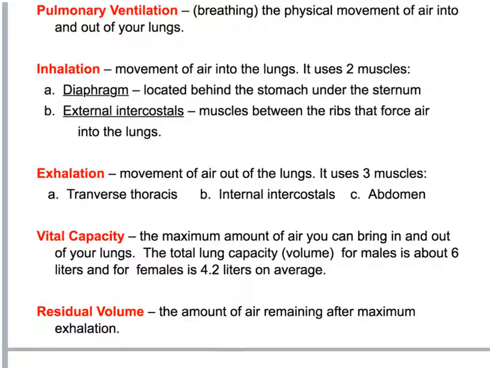And then exhalation is the movement of air out of the lungs. It uses three muscles: the transverse thoracic, the internal intercostals, and the abdomen. Vital capacity is the maximum amount of air that you can bring in and out of your lungs. Total lung capacity or volume for males is about 6 liters, and for females, about 4.2 liters on average. Residual volume is the amount of air remaining in the lungs after a maximum exhalation.